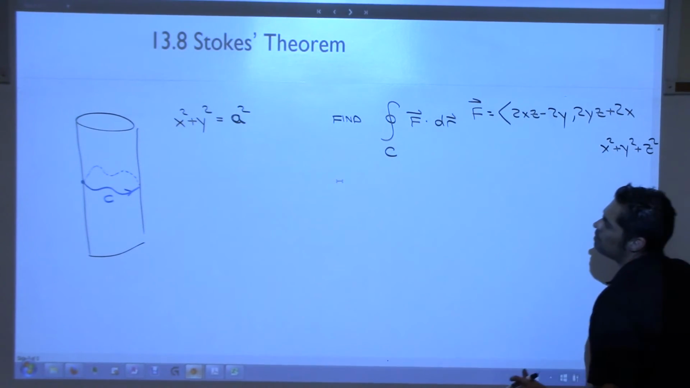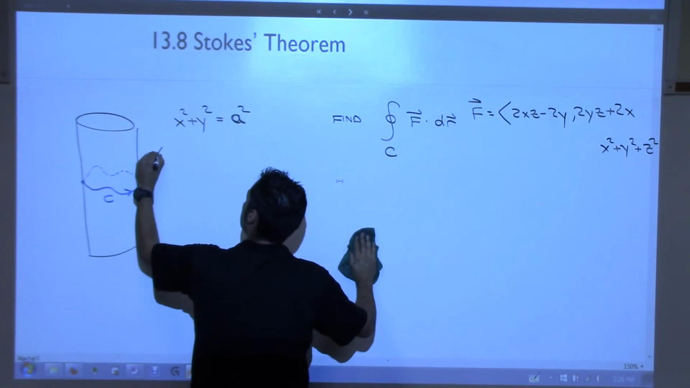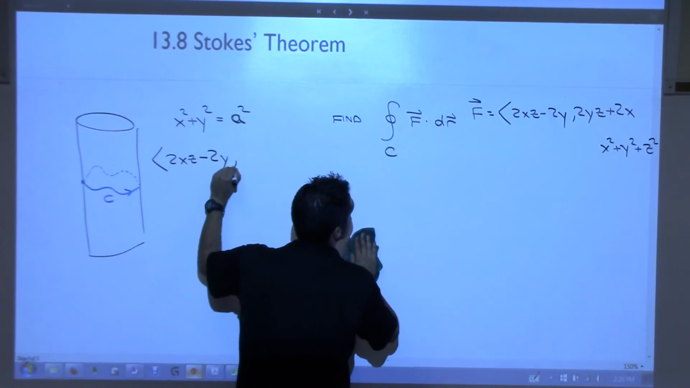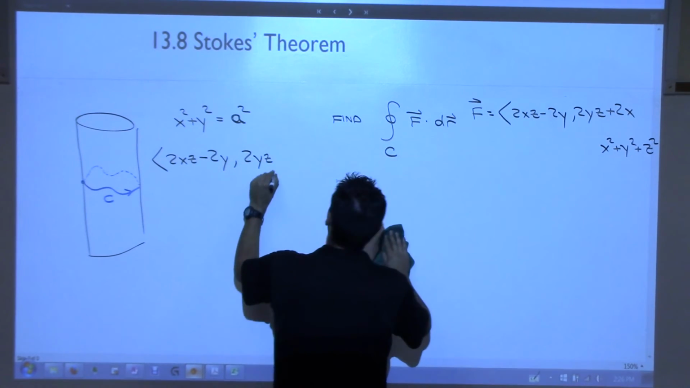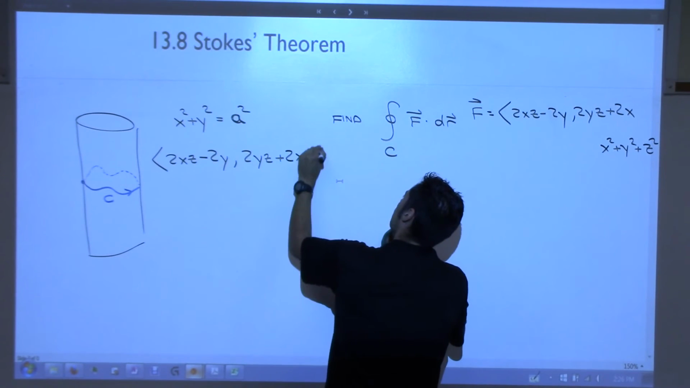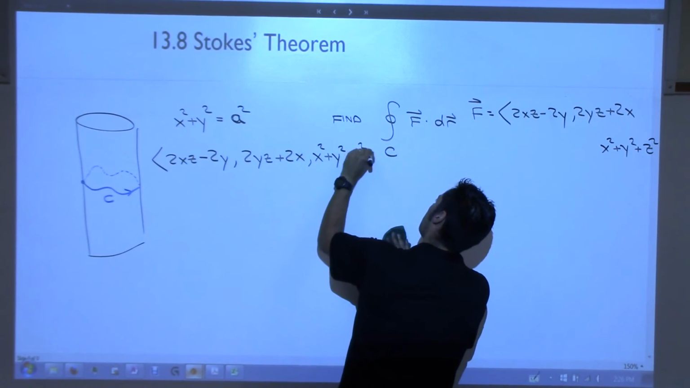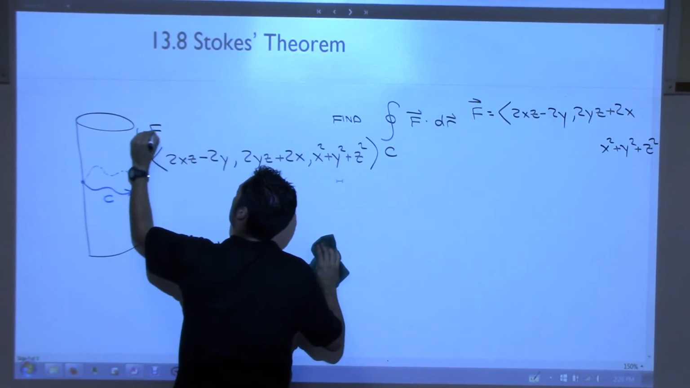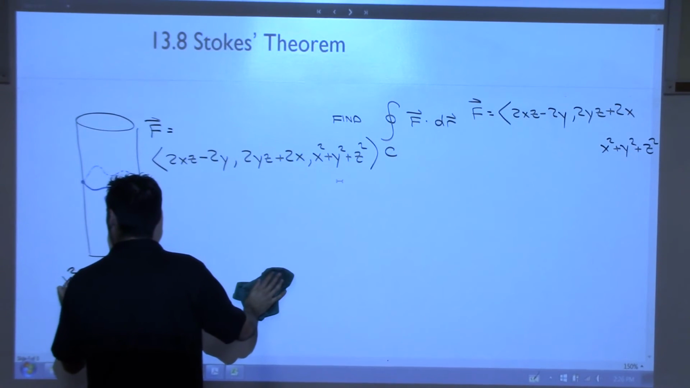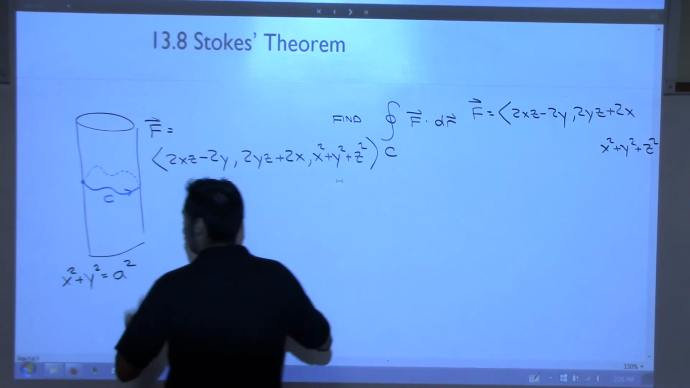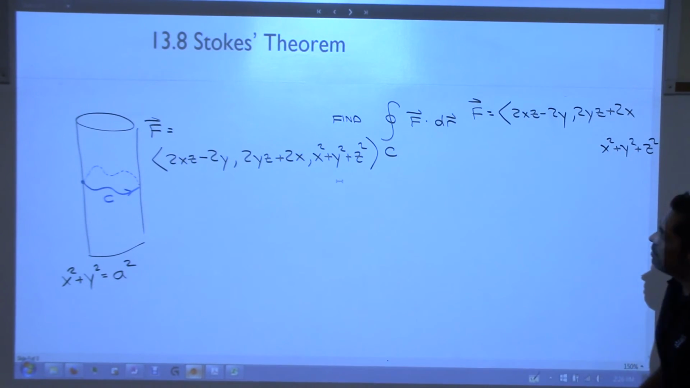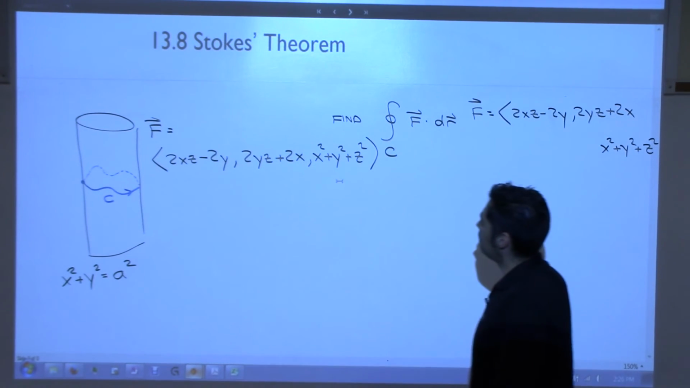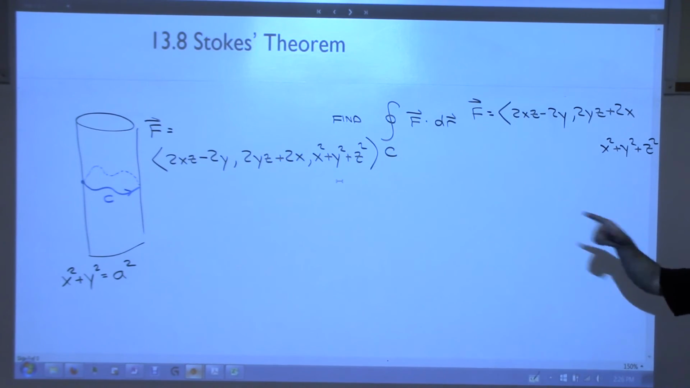All right, so I'm going to put that vector field over here so it's a little easier for me to work over there. 2xz minus 2y, 2yz plus 2x, and x squared plus y squared plus z squared. That's my vector field, all right? That's F. And of course, this we said was x squared plus y squared equals a squared. a is a constant. C is that curve, right? So find the line integral over that curve with that vector field.